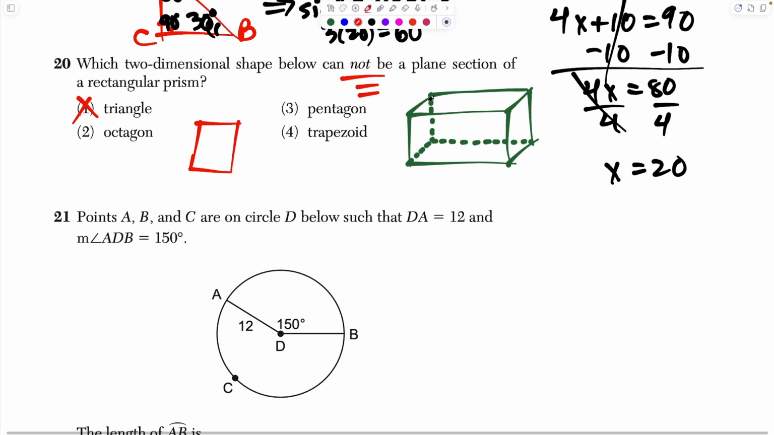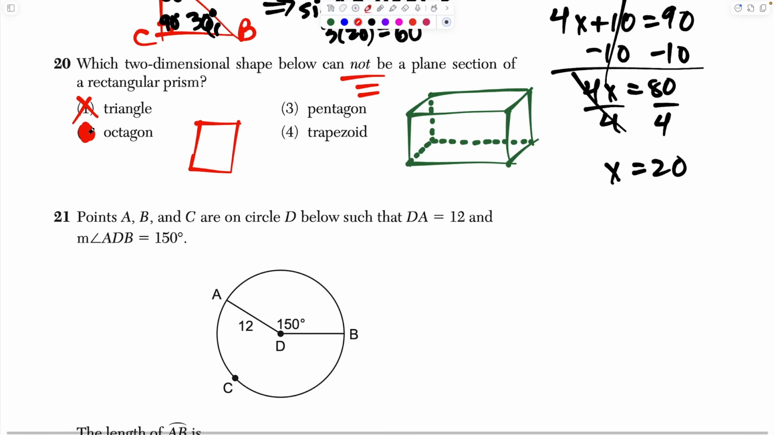Okay, so a triangle is possible if you were to cut it in this corner here. So like, let's say I make a chop, coming down at an angle like this, and I chop the corner off, then I would be looking at a triangle. So a triangle is possible. So we are going to eliminate choice 1. Now the answer is going to be an octagon.